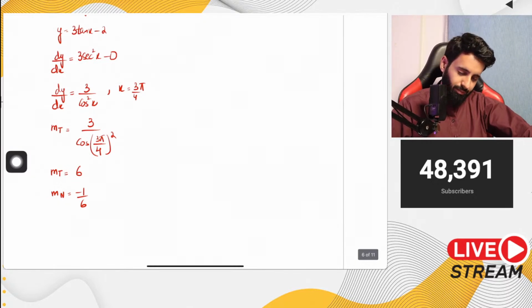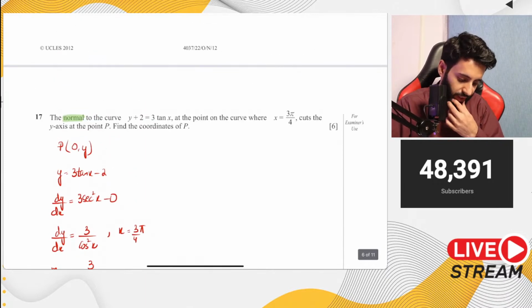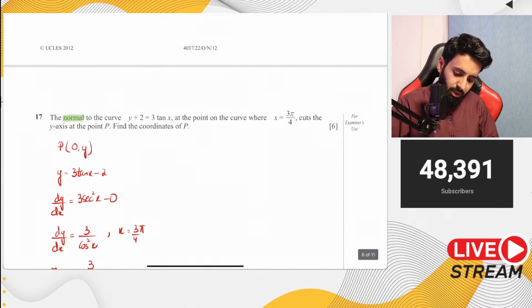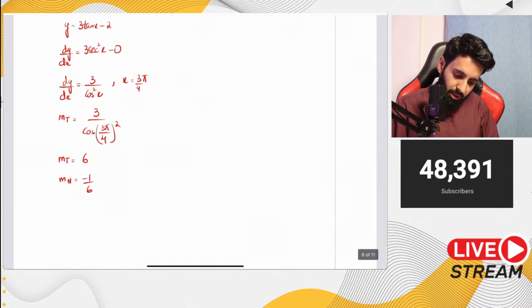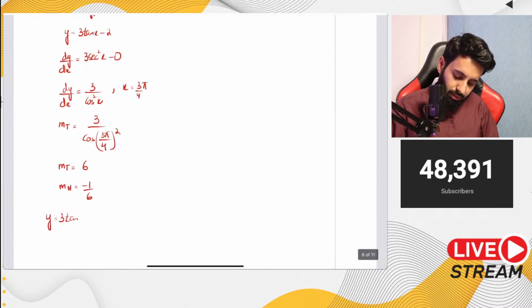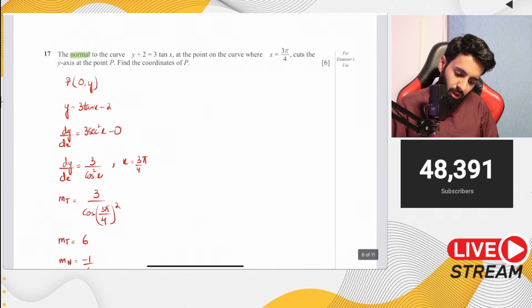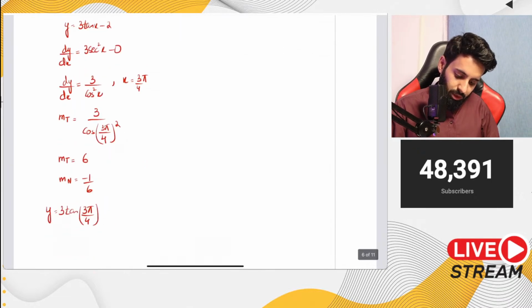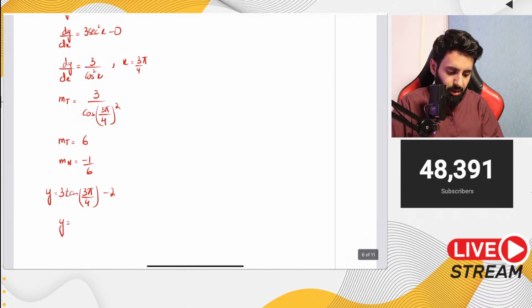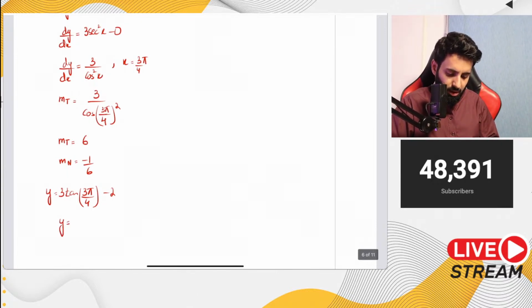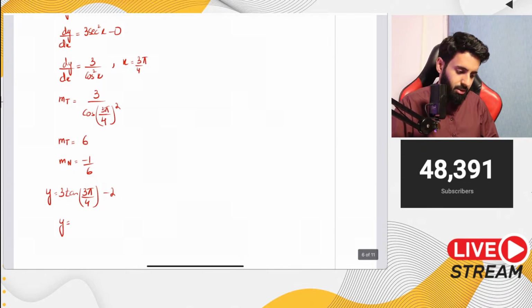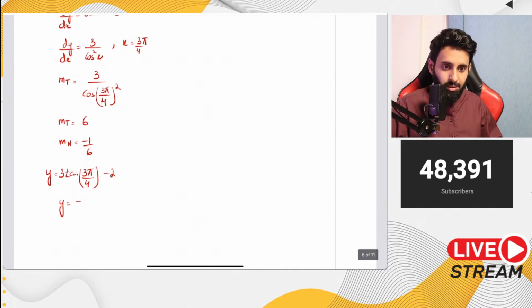Now, what was I saying? Yeah, this is the gradient of normal. Now let's find out the x and y coordinates. So we already have the x coordinate. Let's find out the corresponding y coordinate. To find the corresponding y coordinate, we're going to plug in 3 pi upon 4 in the equation of the curve. So tan of 3 pi upon 4 minus 2. Let's see what we get. So 3 tan 3 pi upon 4, close the bracket, minus 2. So we're looking at y as minus 5.